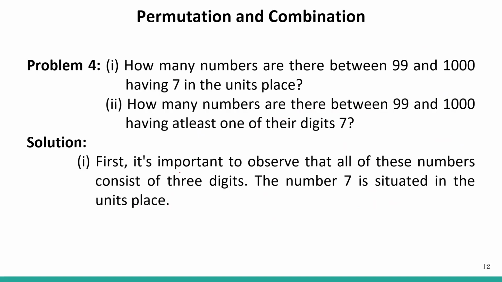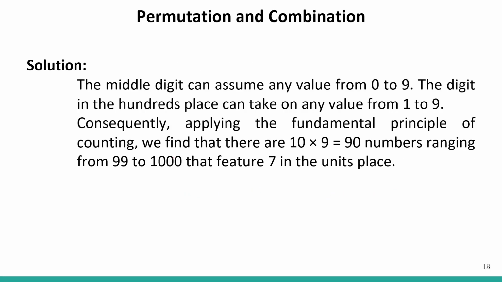So let's try to see the step-by-step solution. First, it's important to observe that all of these numbers consist of 3 digits. So 9 is situated at the units place. Basically, as you can see here, only 10 into 9 is equal to 19 numbers ranging from 99 to 1000 that actually feature 7 in the unit place.